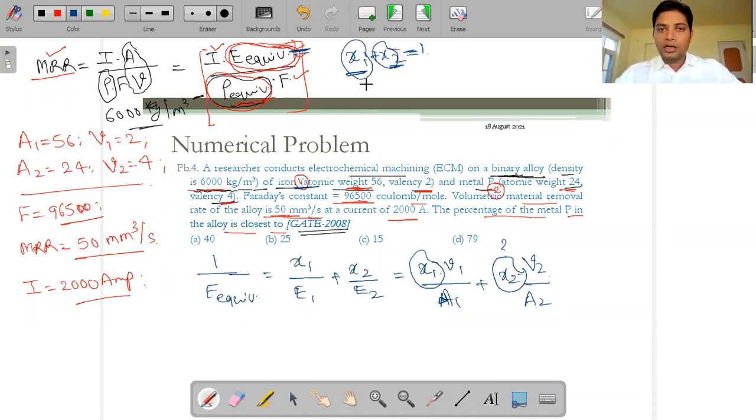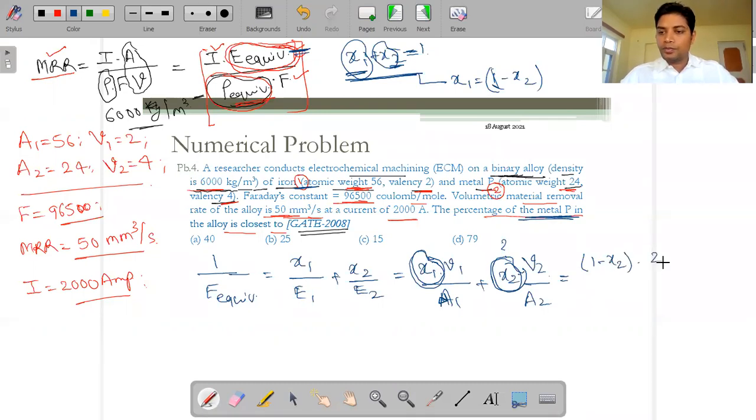So from here, what we have to calculate? We have to calculate the percentage of metal P, meaning we have to calculate the value of x2. So just replace x1 by x2. From this equation, x1 will be equal to 1 minus x2. Just put this value here. So this equation will become 1 minus x2 into V1, which is 2 upon A1, that is 56, and x2 into V2, which is 4 upon 24.